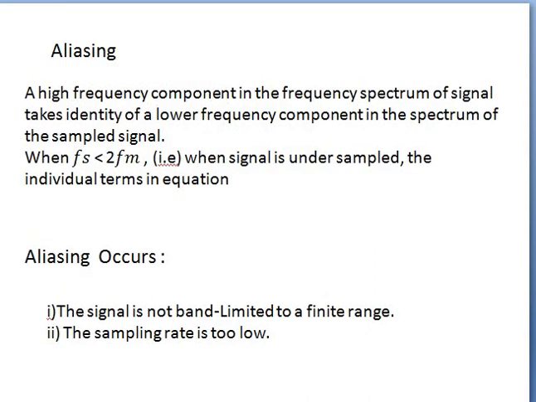Aliasing: a high frequency component in the frequency spectrum of the signal takes the identity of a low frequency component in the spectrum of the sampled signal when the sampling frequency fs is less than 2 fm, that is, the input signal is undersampled and the individual terms in the equation get overlapped. Aliasing occurs if the signal is not band limited to a finite range or if the sampling rate is too low.